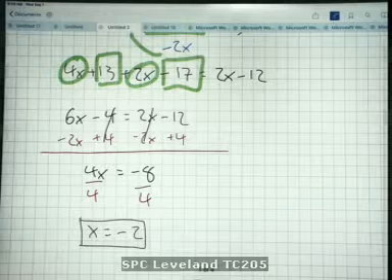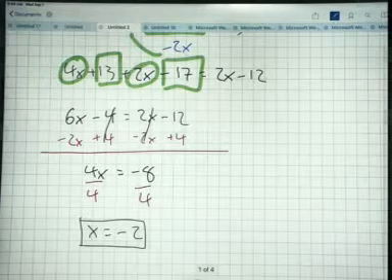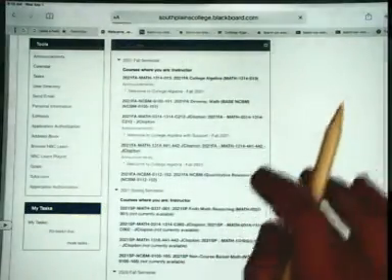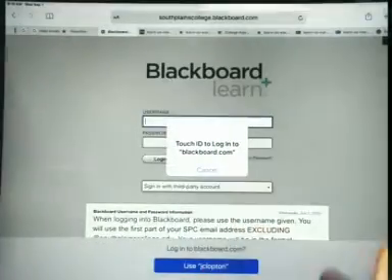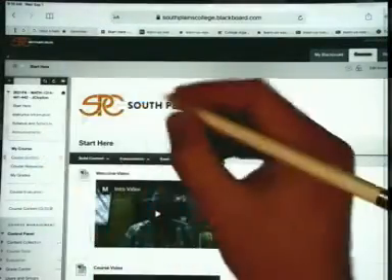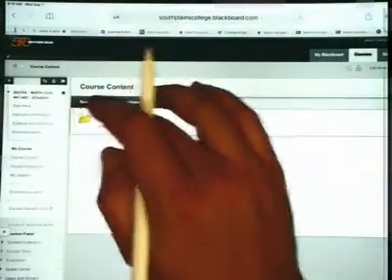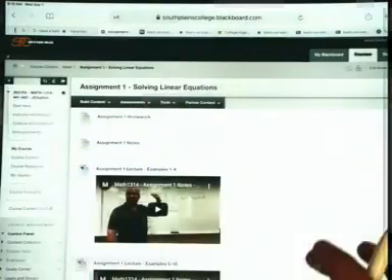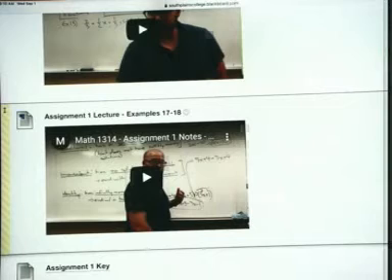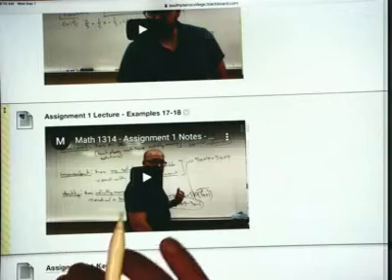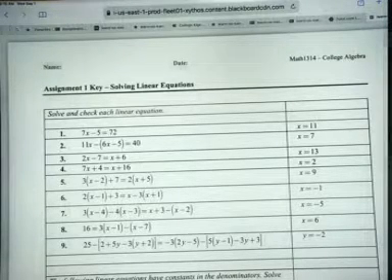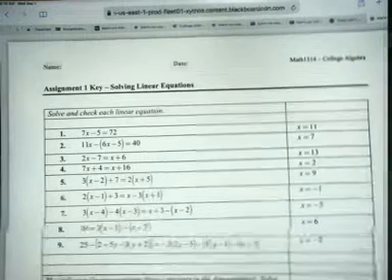Now, just real quickly, I didn't make a big deal about this when I went over Blackboard with y'all, but you'll notice that you can check your work by looking at the assignment key. Did y'all see that? Did y'all notice that? Yes, no, maybe so. Yes, sir. Y'all know.